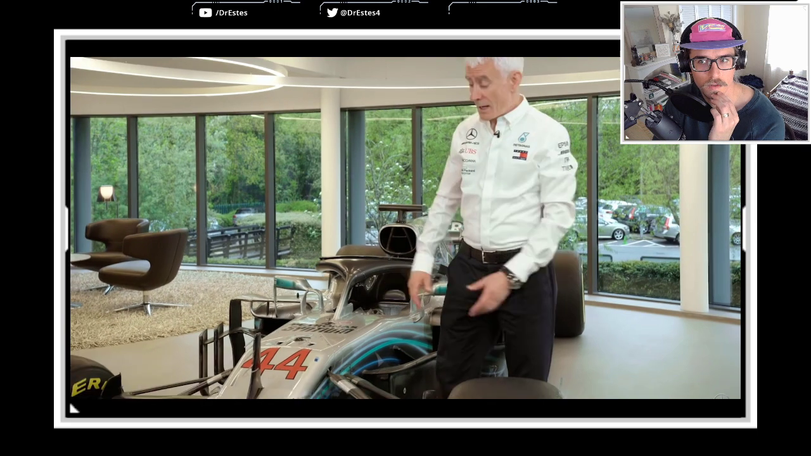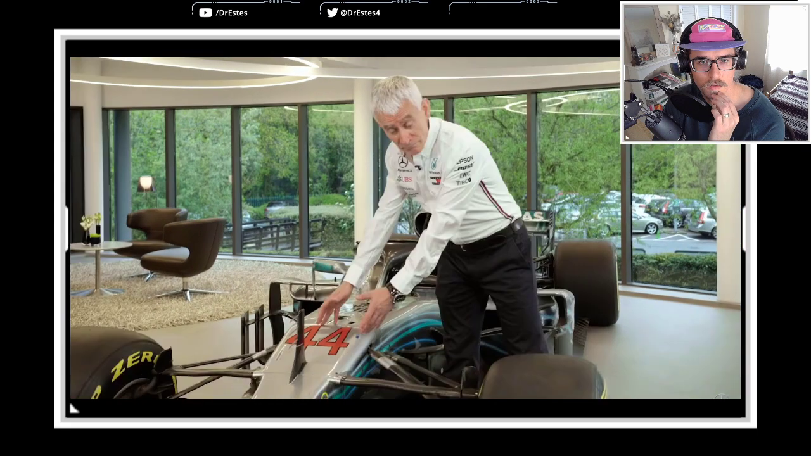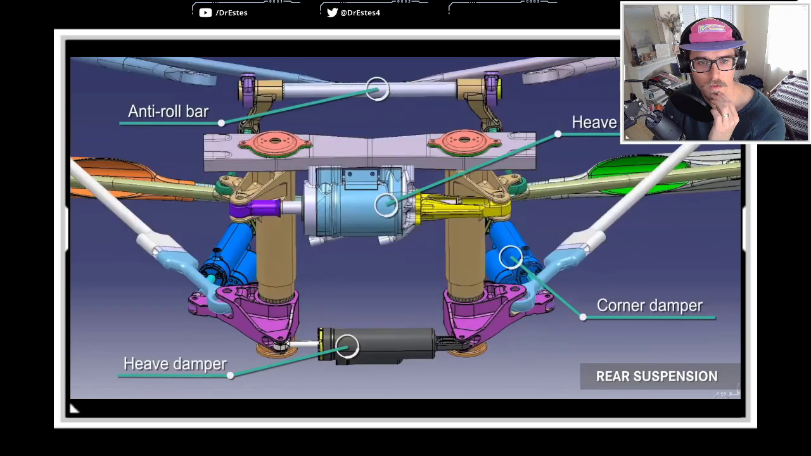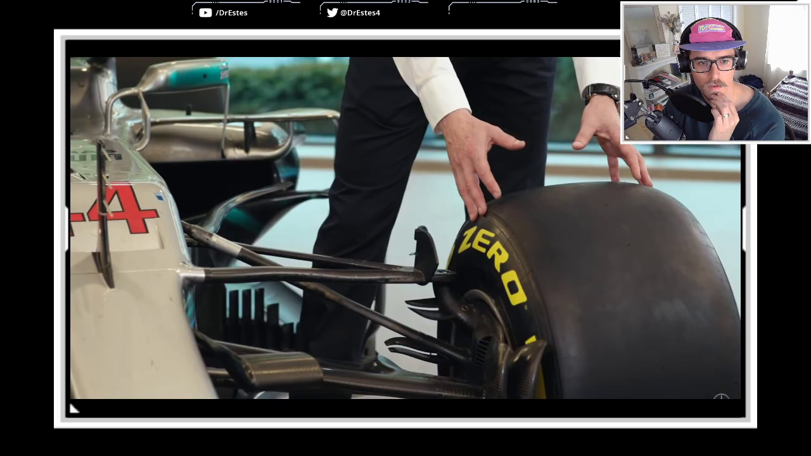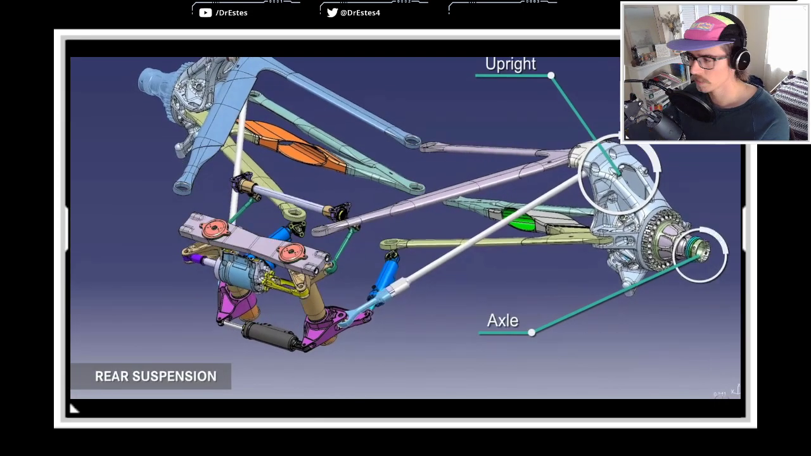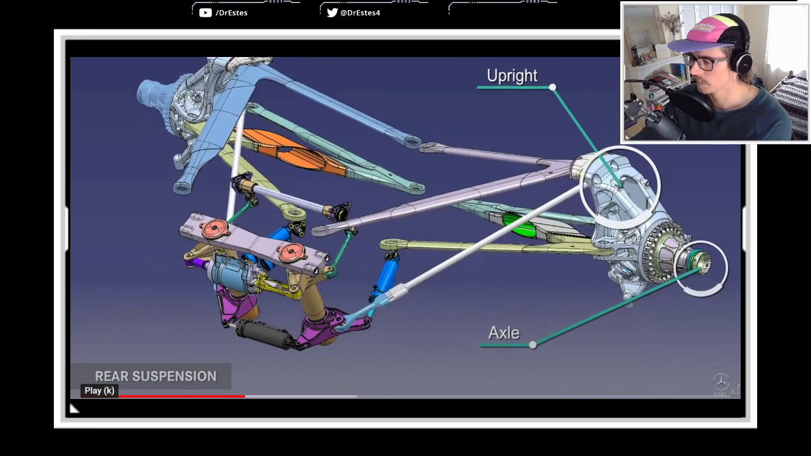We have the inboard suspension, hidden away underneath the bodywork, where we have the springs and the dampers and the anti-roll bar. And here, hidden away under the tire, we have the outboard suspension, which is the upright, the wheel bearings, and the axle.